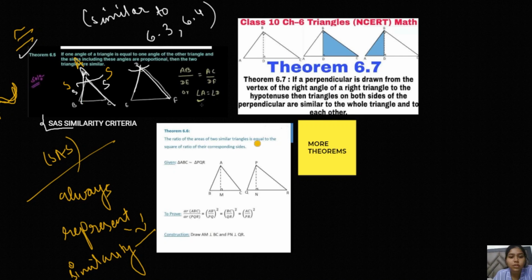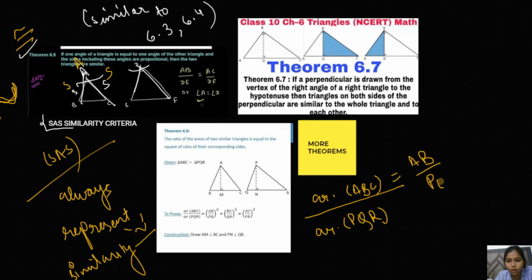Now move ahead with theorem number 6, that is the ratio of the areas of two similar triangles is equal to the ratio of the squares of the corresponding sides. So in this theorem, for example, these are two similar triangles, so in that case the ratio of the areas, that is area of ABC to area of PQR, will be equal to the ratio of the squares of their corresponding sides. It will look something like this.